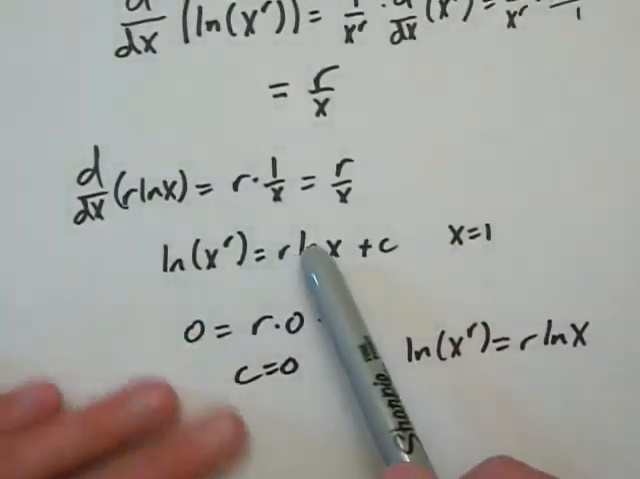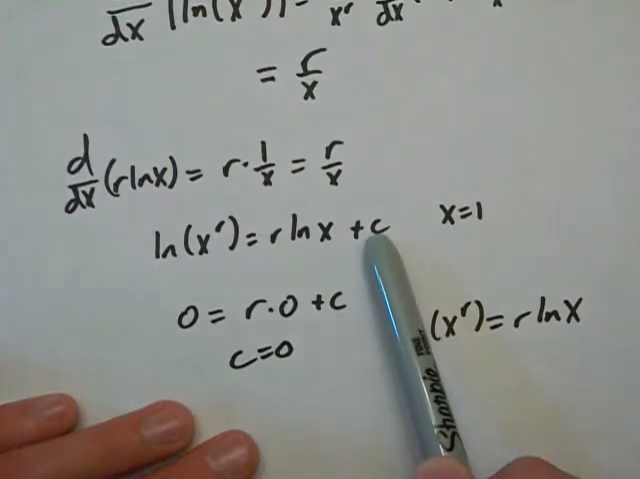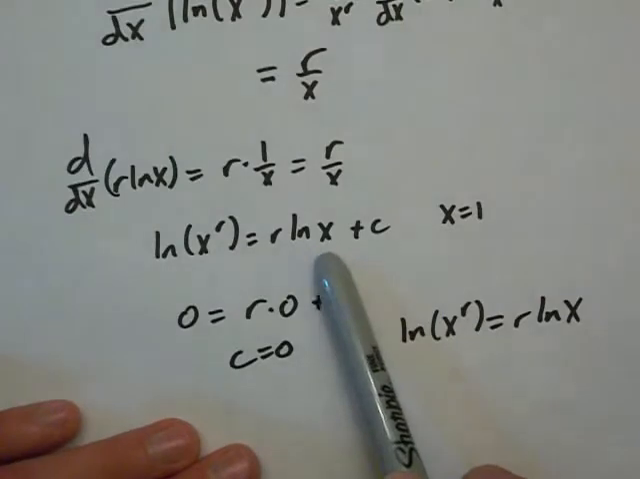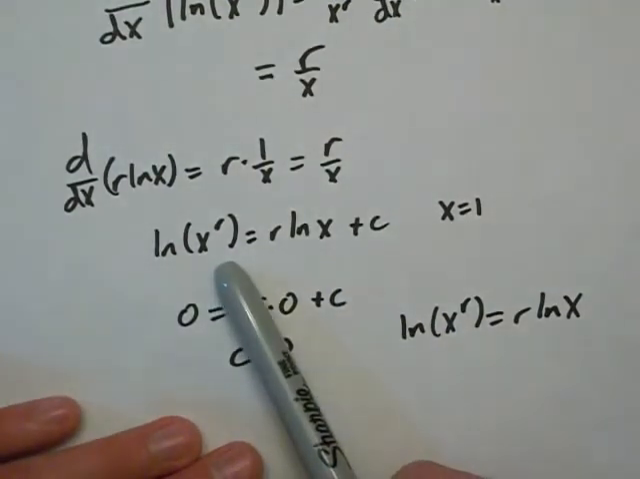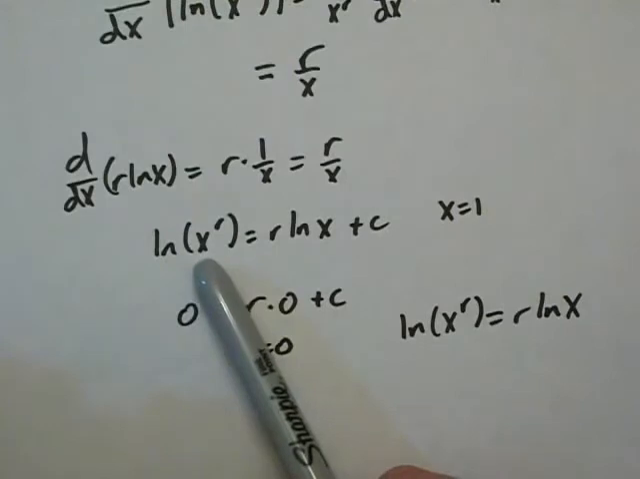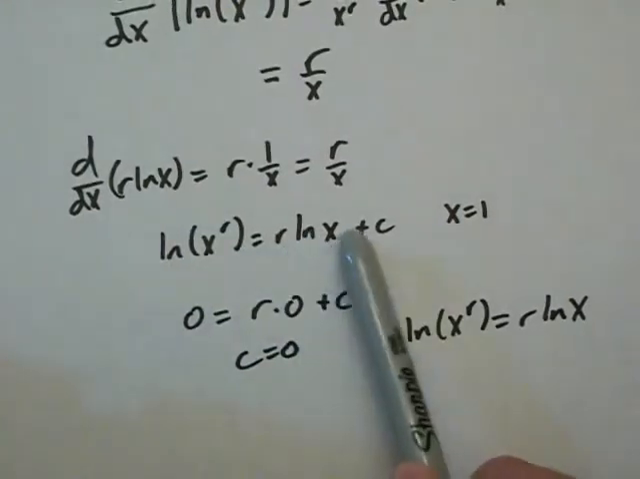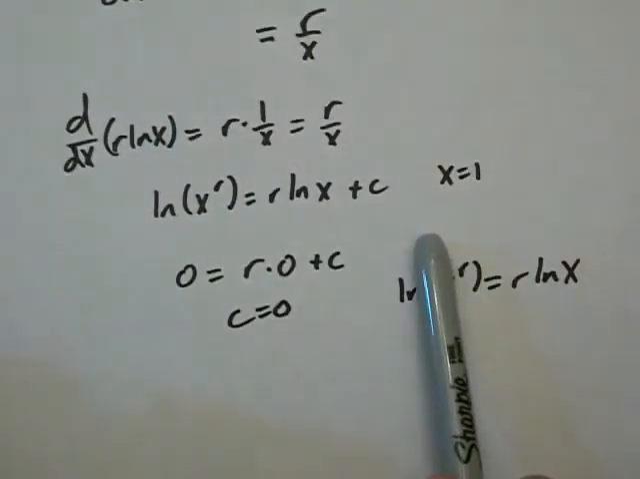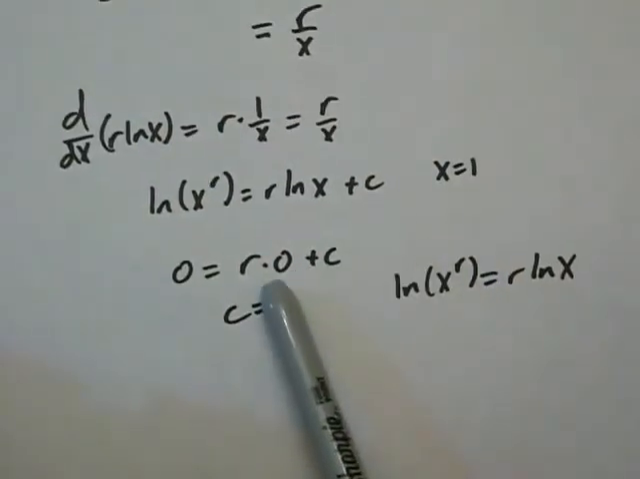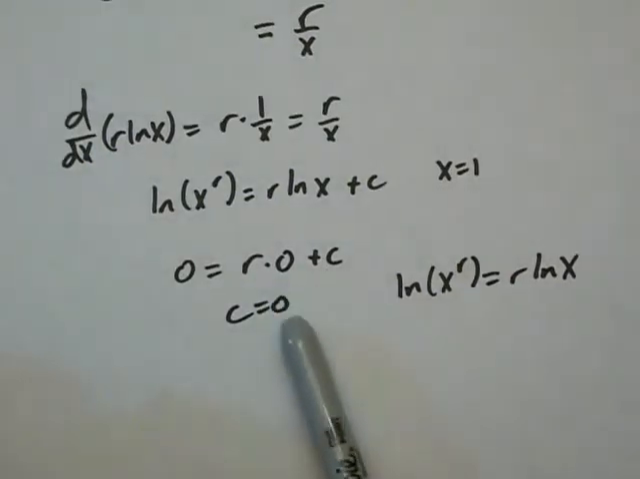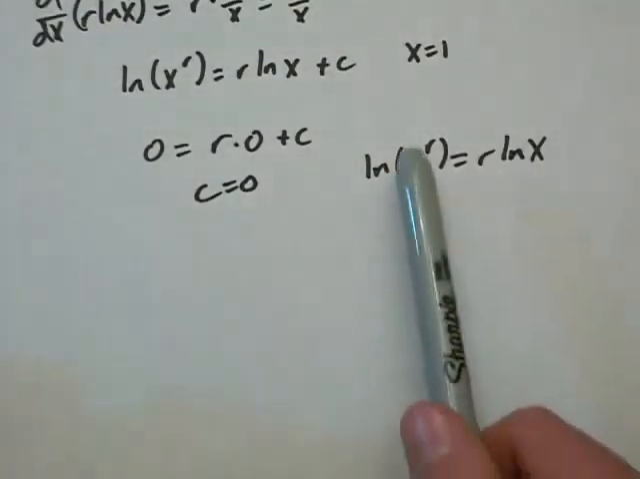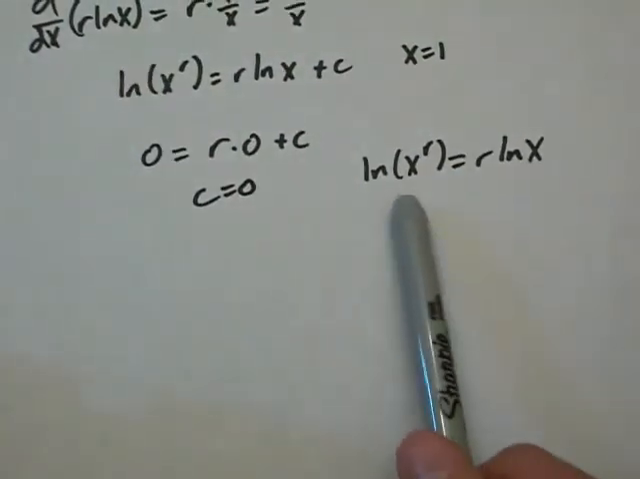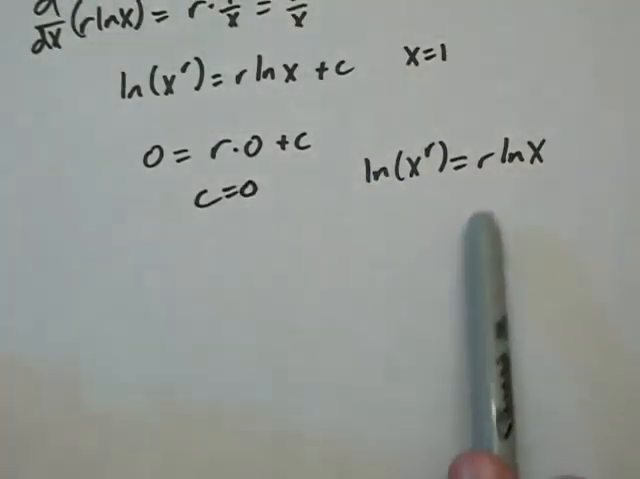Thus, we have another constant here. This constant seems to be consistently popping up everywhere. So funny. Anyway, the natural log of x to the r equals r ln x plus c. Once again, we'll let x equal 1, because ln of 1 is still 0. So 0 equals r times 0 plus c, so c must equal 0. Thus, ln x to the r equals r ln x. This is how we've proved that taking the power down in front works.